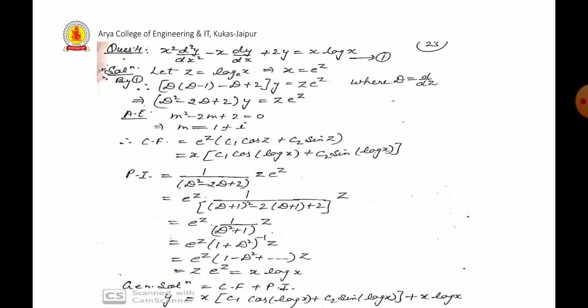General solution is CF plus PI, and which is y is equal to x (C1 cos log x plus C2 sin log x) plus x log x.